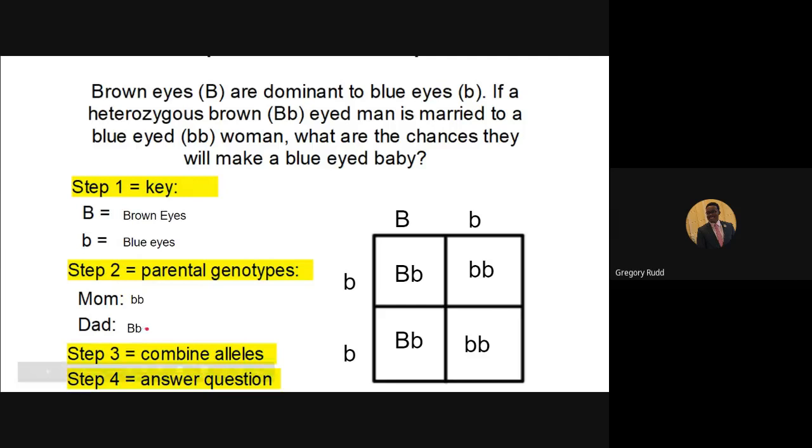And then we answer the question, what are the chances they will make a blue-eyed baby? How many of these offspring are blue-eyed? Two? Yes, two. We got two blue-eyed babies. So what are the chances? Two out of how many? Two out of four. Excellent. Two out of four, which gives us 50% chances. Good job.